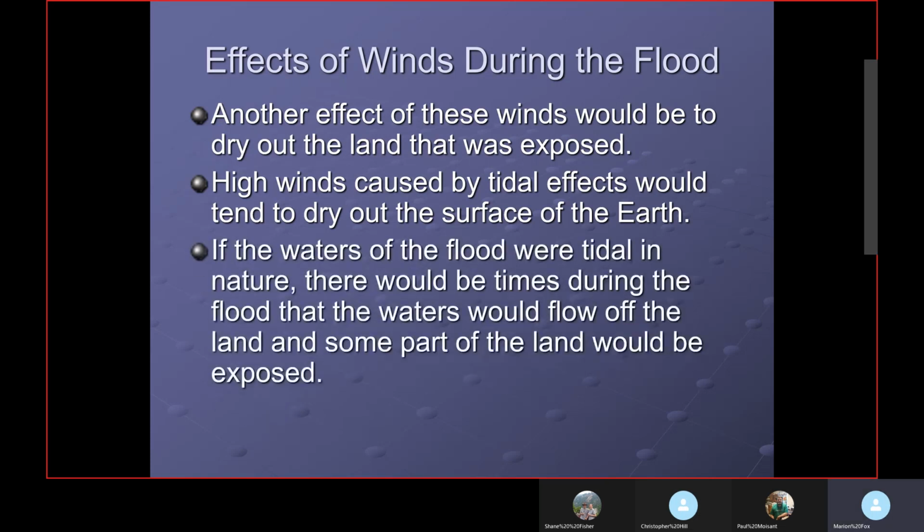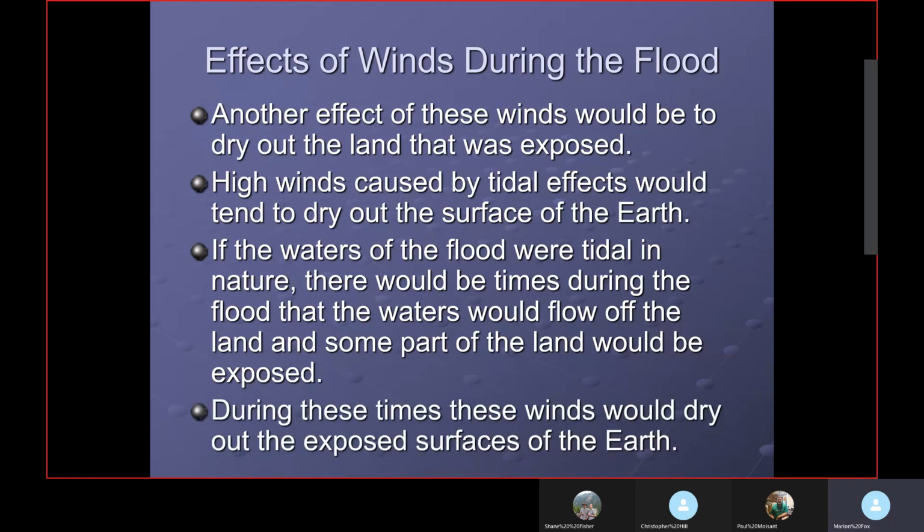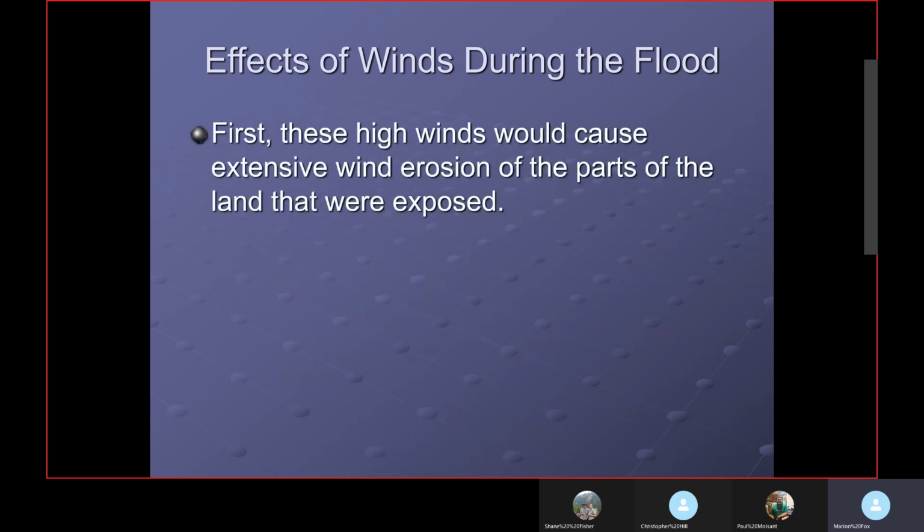If the waters of the flood were tidal in nature, there would be times during the flood that the waters would flow off the land, and some part of the land would be exposed. During these times, these winds would dry out the exposed surfaces of the earth. So we'd have places that would be dry and look like a desert as far as the rocks.